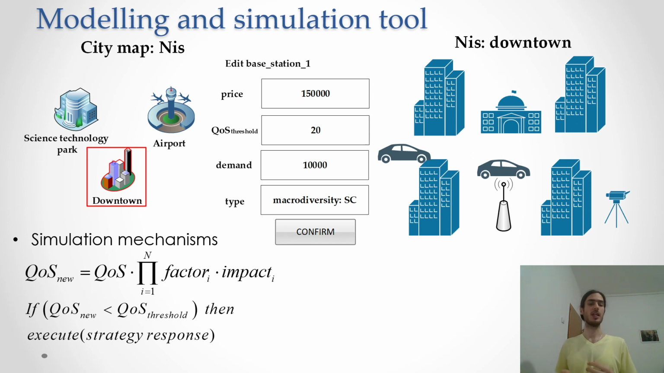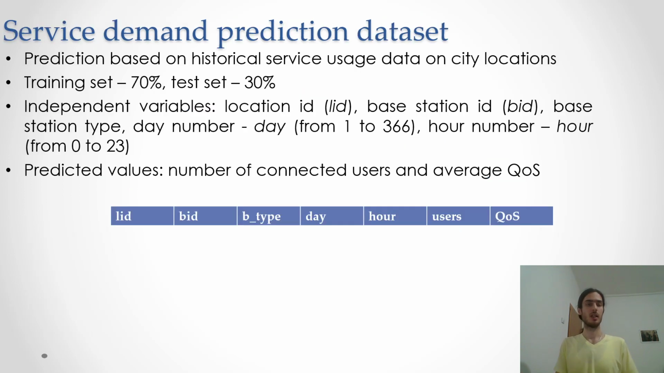For each of them, we assign an impact coefficient that says how much this factor actually affects the overall quality of service. In case the new quality of service drops below the given threshold defined by the operators, then the corresponding adaptation strategy will be taken. Now let's see the demand prediction module.